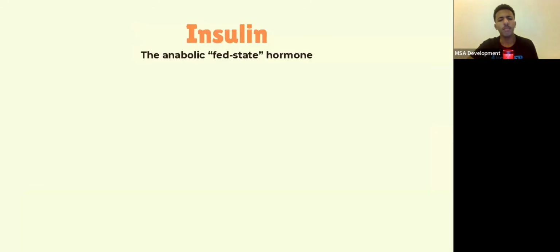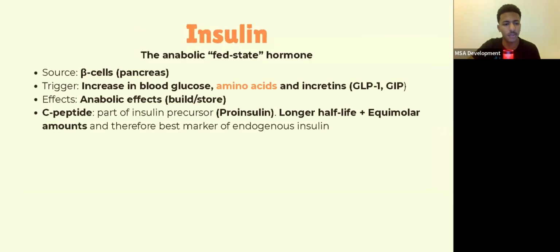So insulin is, as you guys should know by now, the anabolic hormone, and it's the hormone which is increased in the fed state. By anabolic, I simply mean it builds. They say anabolic steroids, whatever. It builds muscle, okay? So insulin is always going to be building. And the source of insulin is the beta cells in the pancreas. The trigger for insulin's release is an increase in blood glucose, an increase in amino acids, and an increase in incretins such as GLP-1 and GIP. And the effects, as we said, are anabolic effects, which are building or storing.